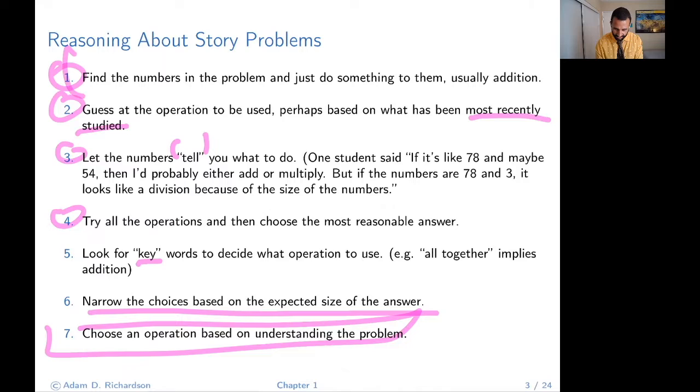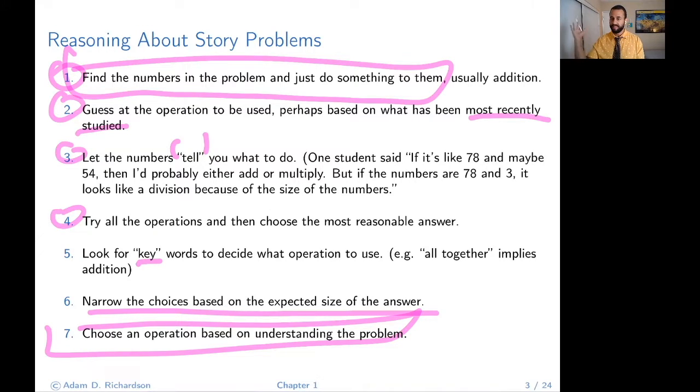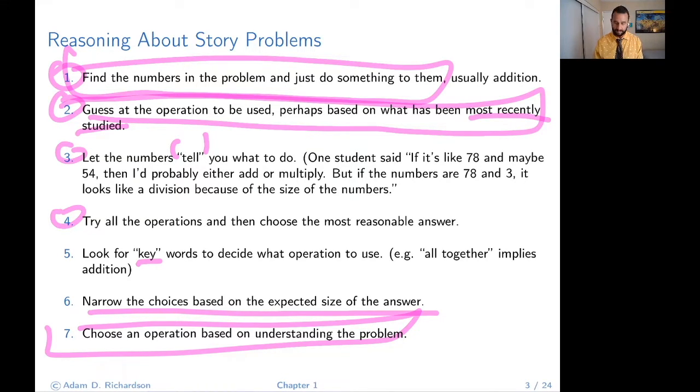That's exactly what's going on with these methods, right? So find the numbers and just do something to them. That's just like a wish on the wind, essentially, right? Guess at the operation based on what's been studied most recently.